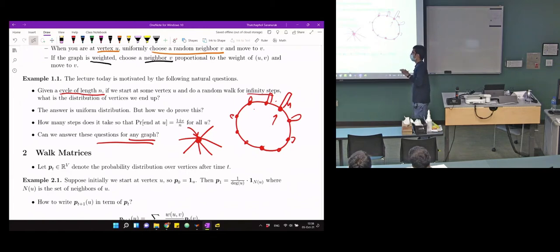But it might not be the case that if you start from any vertex, it will really converge to the distribution. You will see one example very soon. So there isn't a requirement that there will be a stationary distribution. We cannot say that. Is that right? Yeah, it's not clear that every graph has a fixed point of the distribution.